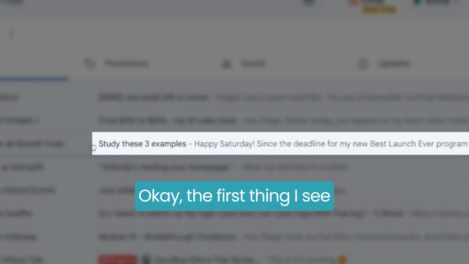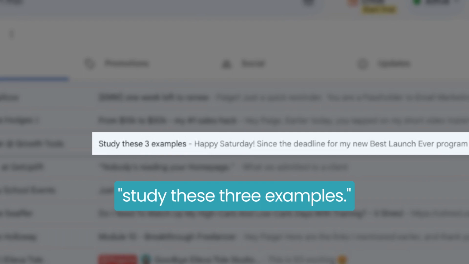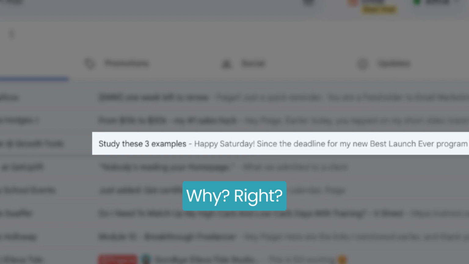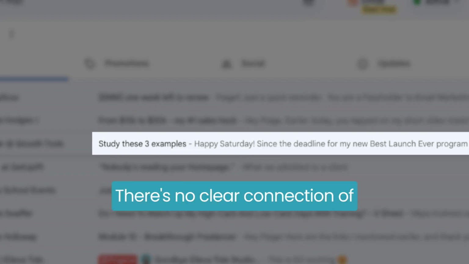Okay, the first thing I see when I look at this email is the subject line that says, "study these 3 examples." Now, as a subscriber, why, right? There's no clear connection of why I would want to do the work of studying these 3 examples.